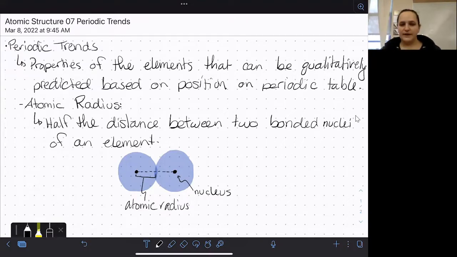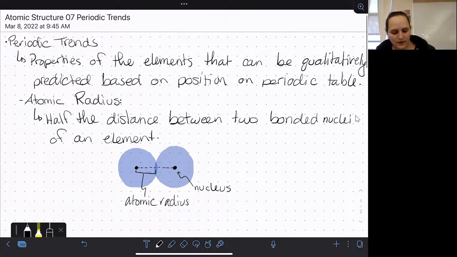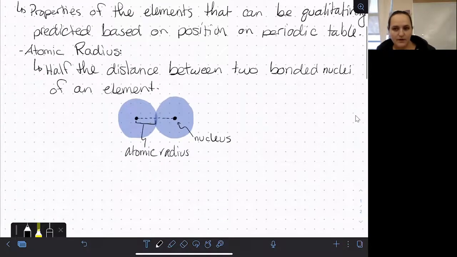That is how it is technically, officially defined: if you take 2 atoms of this element and create a bond between them, what is half the distance between the nuclei. But you can pretty much think of it as very literally being the radius of an atom. So atomic radius is predictable on the periodic table. We are going to focus primarily on the main group elements and the transition metals a little bit, although they don't follow the trends quite as nicely.